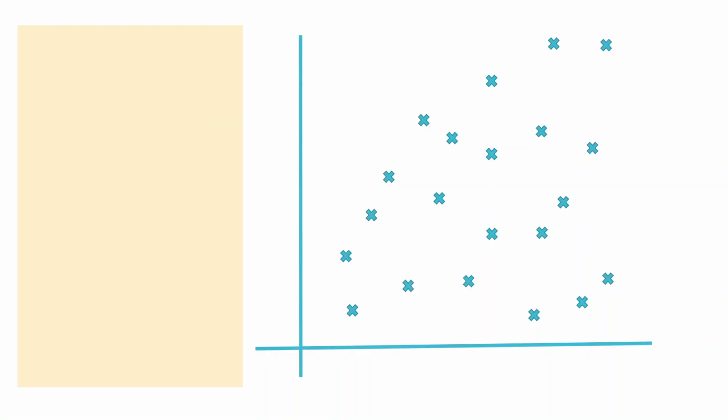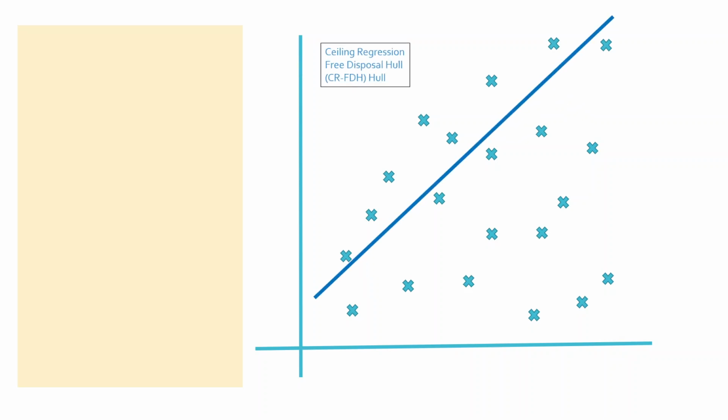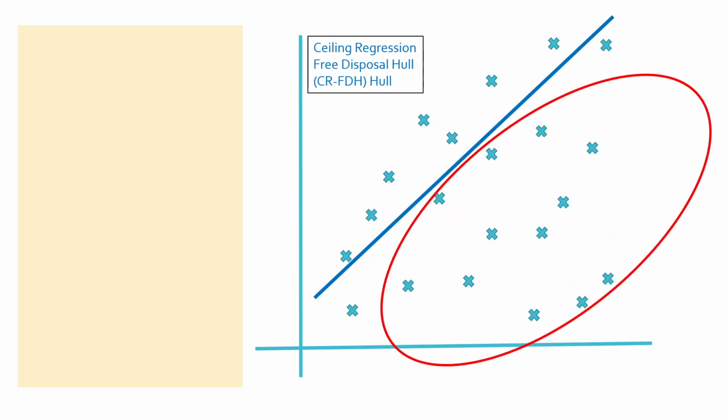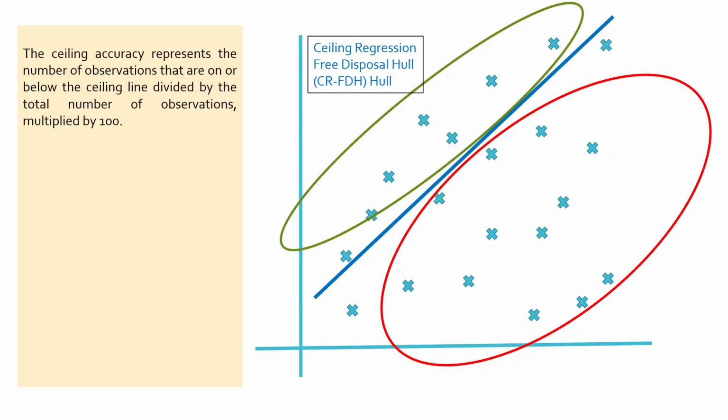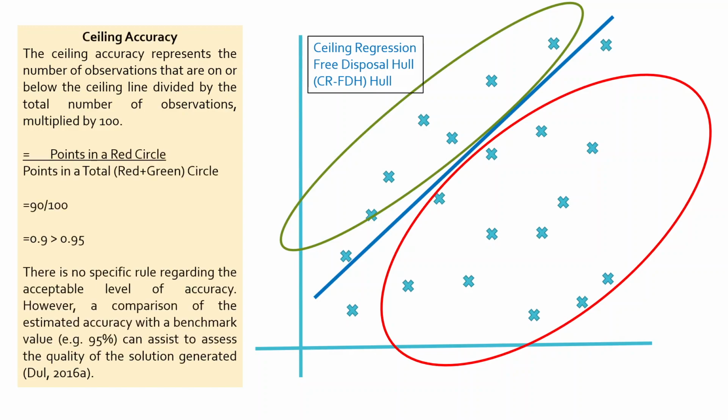Now let us understand what is ceiling accuracy. If I consider the blue line, that is a ceiling regression free disposal hull line, all the points below it are represented by red circles, and all the points above it are represented by green circles. So the ceiling accuracy represents the number of observations that are on or below the ceiling line, that is the red line, divided by the total number of observations, that is red and green. So points in a red circle divided by points in total, red plus green circle.